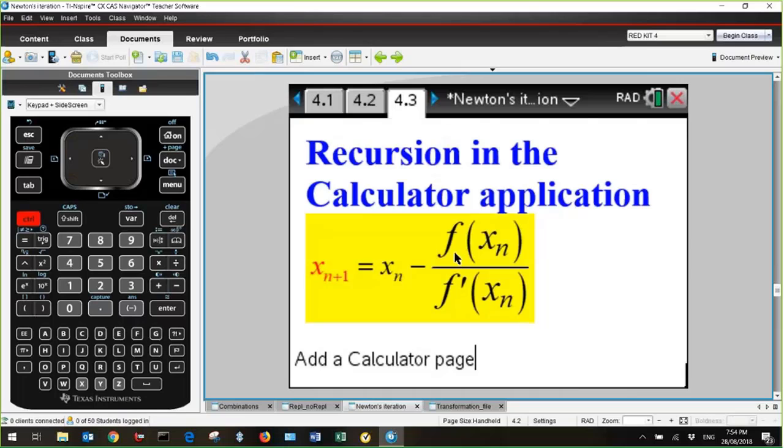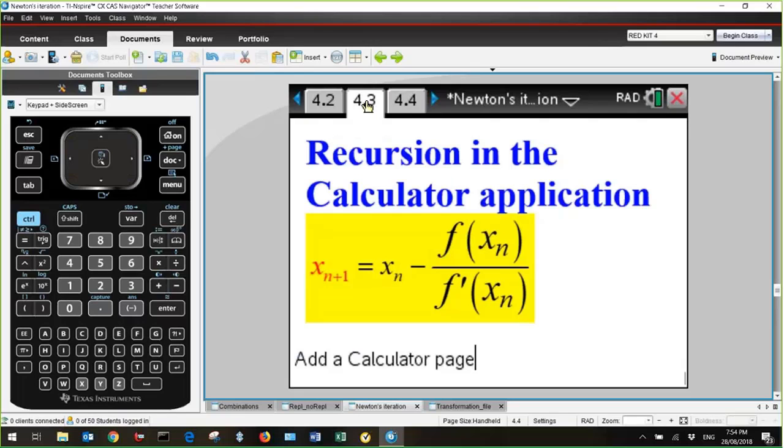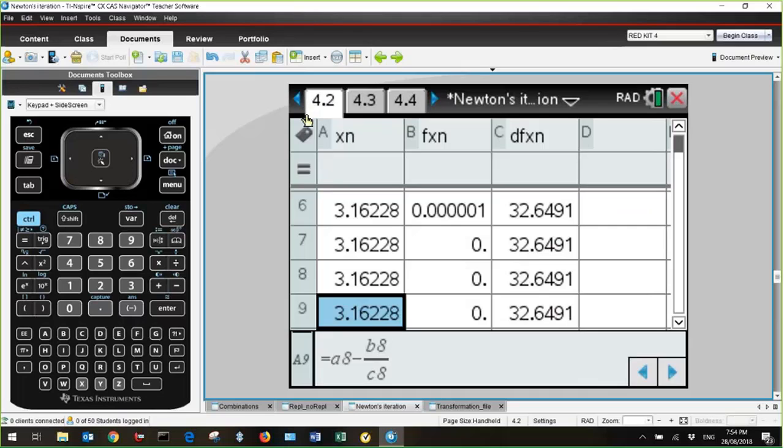If you want to emphasize the formula, another way of doing it is to do the recursion in a calculator application. So to save a bit of time, I've already set this up. So I've got my value x0, which was 2. I'll just go back and show something else, just to illustrate that sometimes things can go terribly wrong. I'll go and change my x0 to -2.